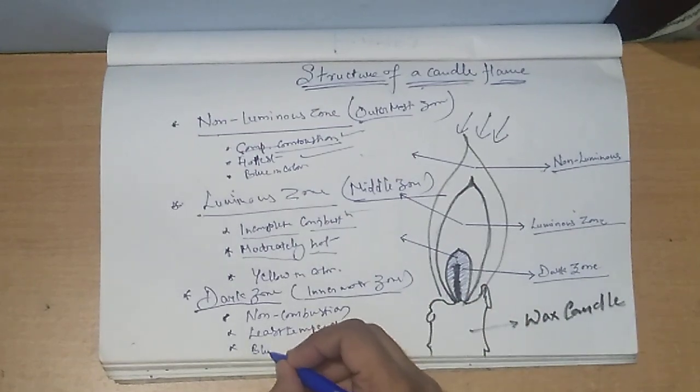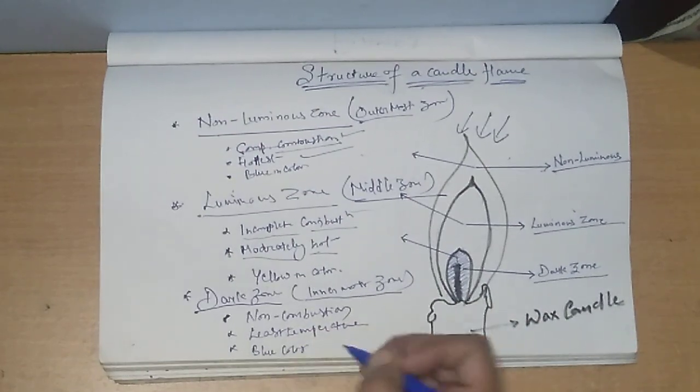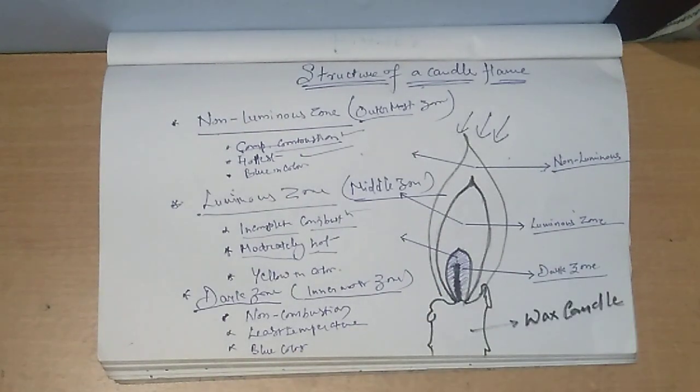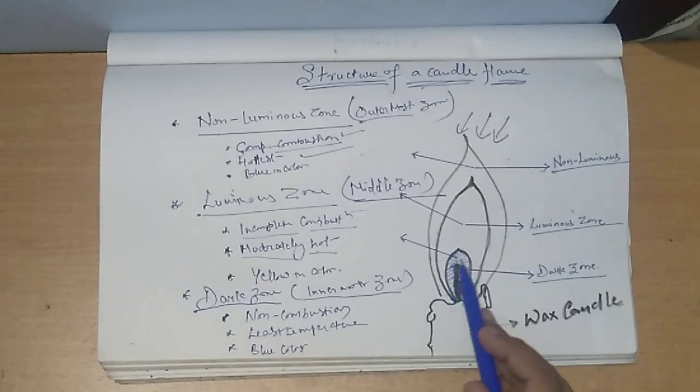Okay, so the least temperature is there, and sometimes a small blue color region is observed near the wick. That particular region is called the innermost or dark zone. But basically this area is black in color, because the wick is burning over here, so it looks black, but sometimes this area also looks blue in color.